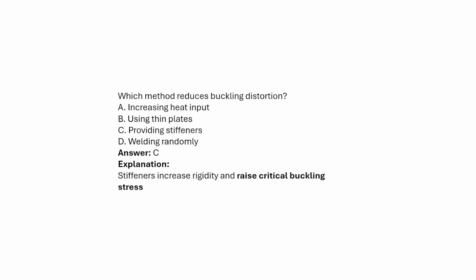Which method reduces the buckling distortion? Increasing the heat input, using the thin plates, providing the stiffeners, and welding randomly. Answer will be C, providing the stiffeners. The stiffeners increase the rigidity, raise the critical buckling stresses.